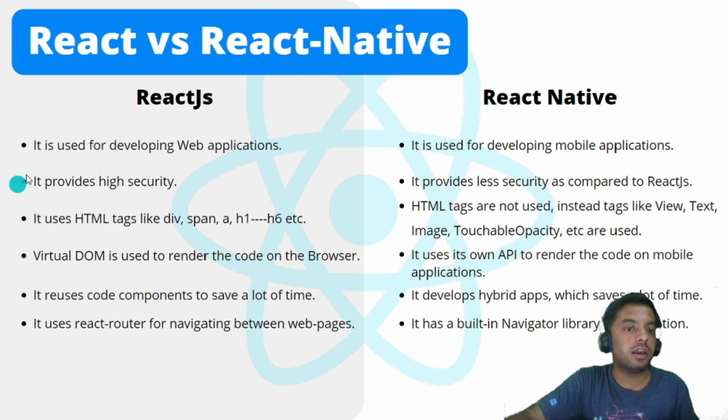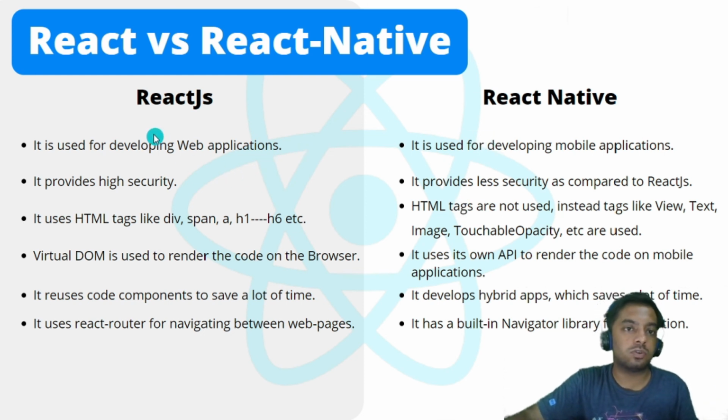Next, React.js reuses code components to save a lot of time, while React Native develops hybrid apps. What are hybrid apps? We have to write the code only once, and that single code can be used on iOS and on Android as well. So this saves a lot of time. We don't have to write code multiple times.